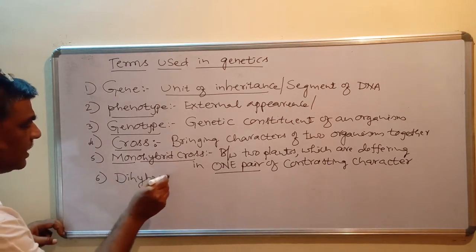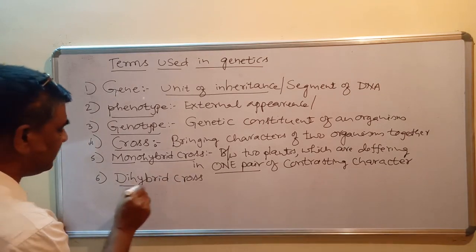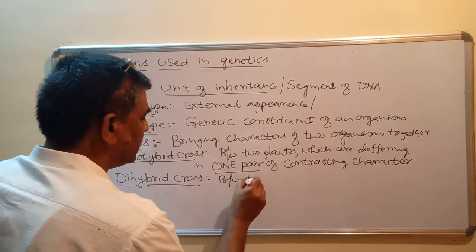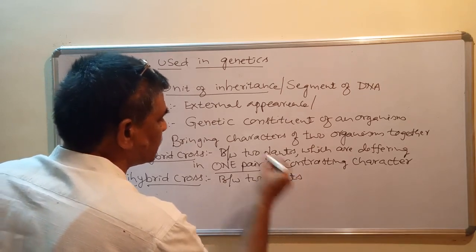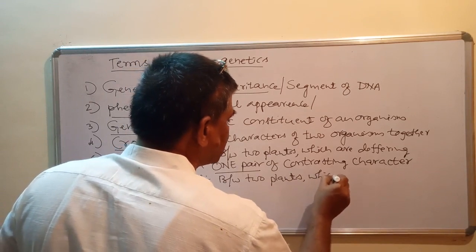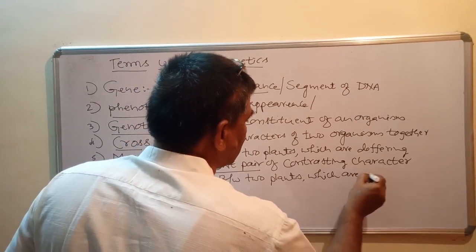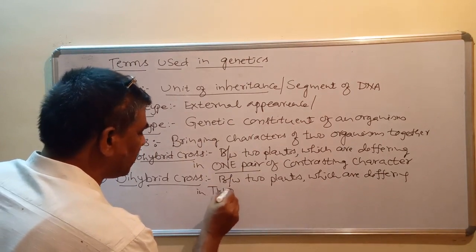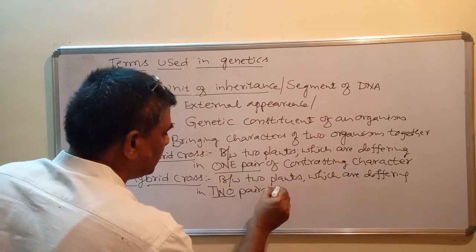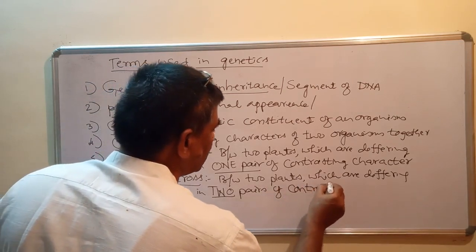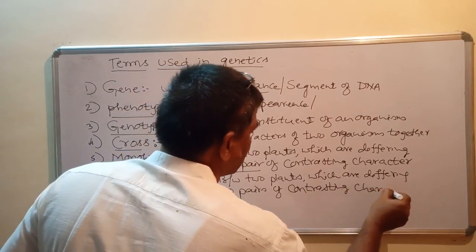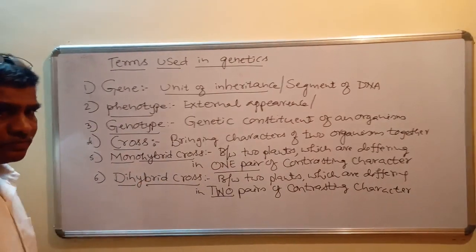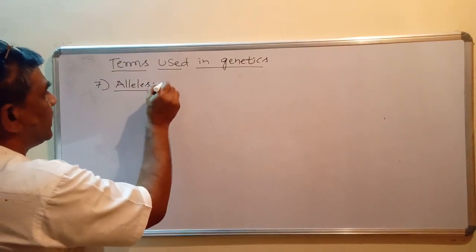Similarly, we can use one more word, that is dihybrid cross. In the same way as we defined monohybrid cross, you can define it. It is also a cross between two plants which are differing in two pairs of contrasting characters. Two pairs of contrasting characters is called a dihybrid cross. So these are some more terminology which we can discuss now. Next one is alleles. Pair of genes.